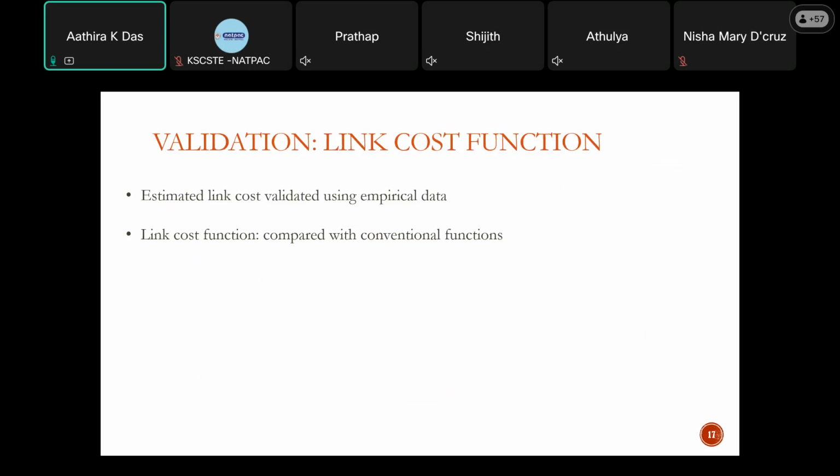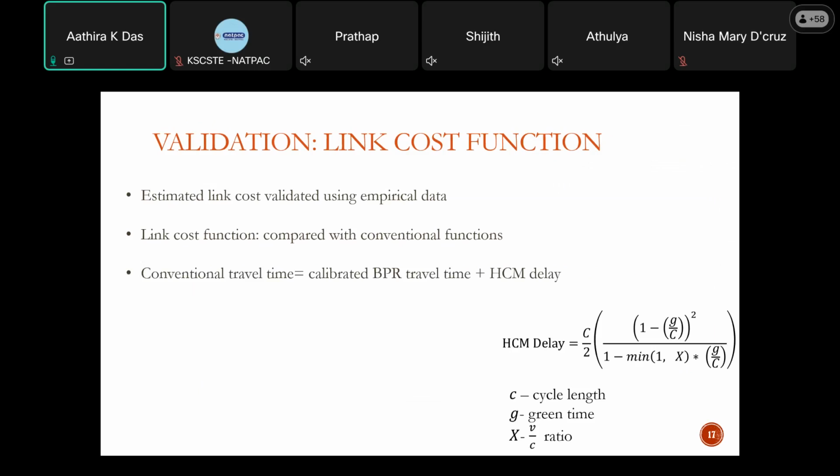So the proposed models are validated using the empirical data and the traditional function. So the fundamental diagram parameters and the link travel time, the field observed link travel time in the proposed function, are estimated from the field measurement methods. And for validation, the link cost function estimated is validated using the empirical travel time, and it is compared with the conventional functions. So for the conventional travel time, we have considered the sum of the calibrated BPR travel time plus the HCM delay, since the intersection delay is not considered in the BPR travel time.